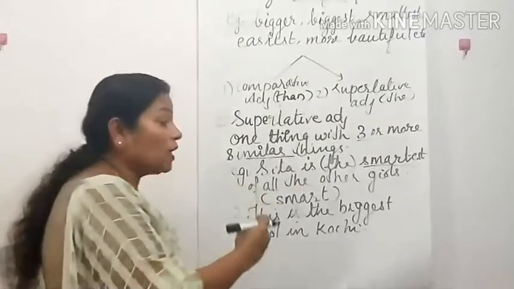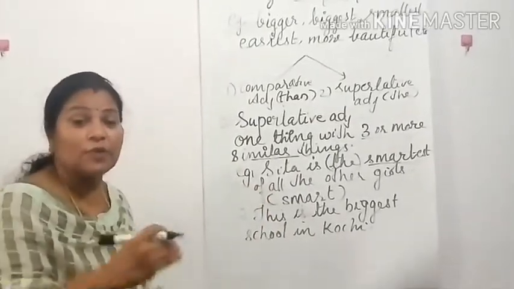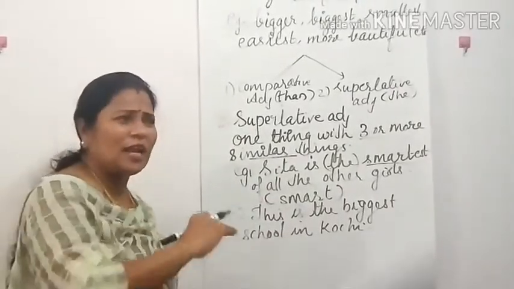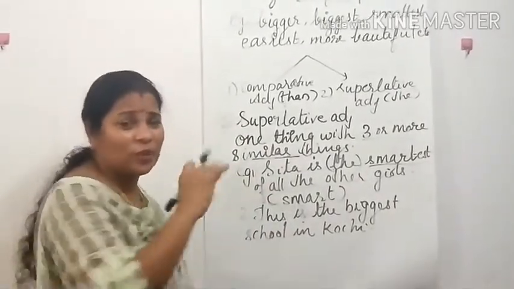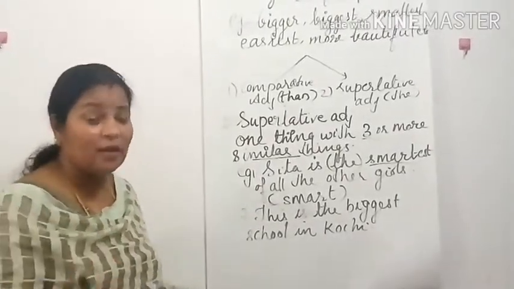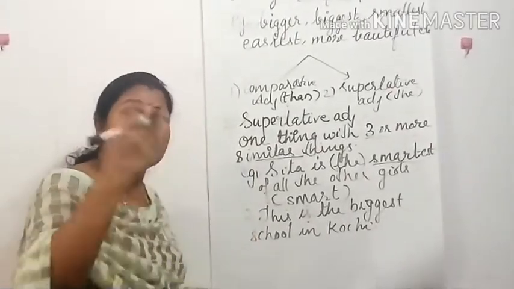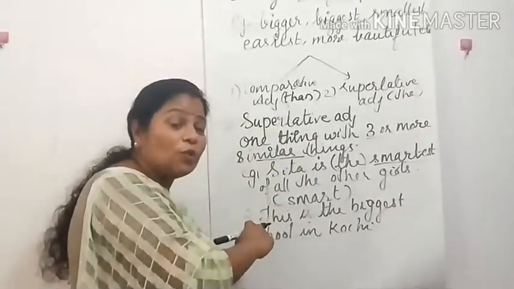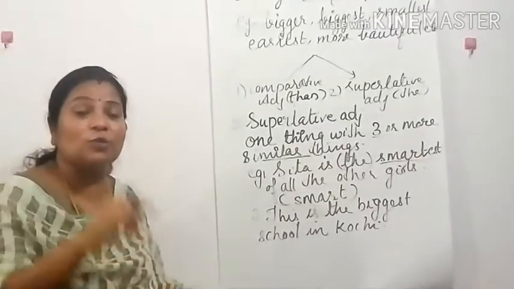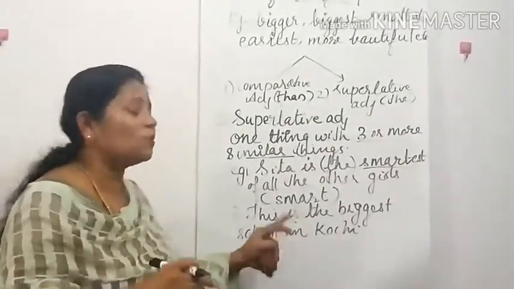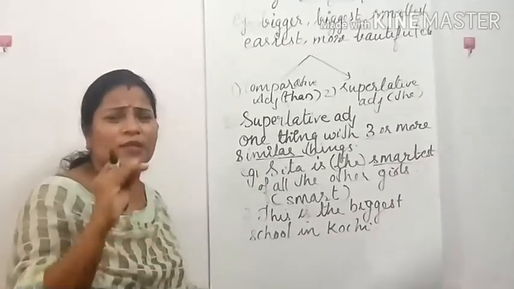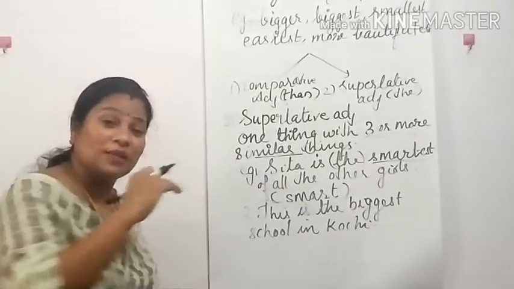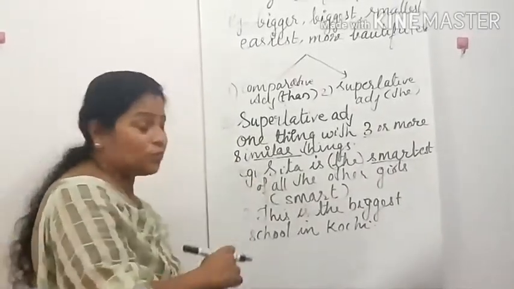Kochi. That means you are comparing one school and you are saying that this school is the biggest school in Kochi. Which is the biggest school in Kochi? This one. Maybe you are pointing to some school and saying, this is the biggest school in Kochi. Okay, so you are comparing this school with all the other schools in Kochi. So this is the biggest school in Kochi, the biggest school compared to all other schools. Okay, so this is the biggest school in Kochi.